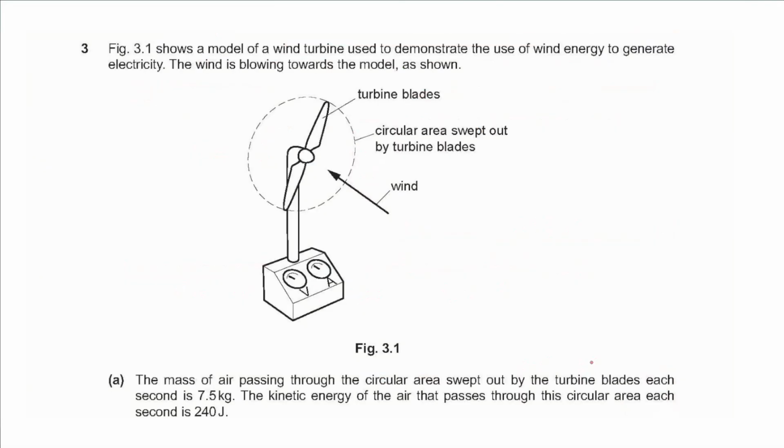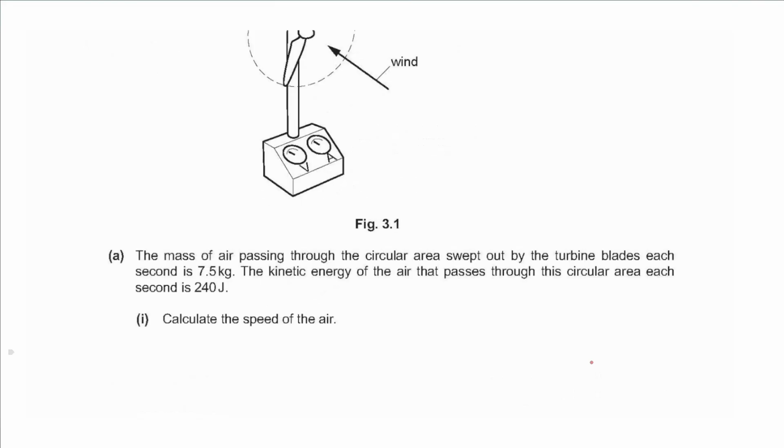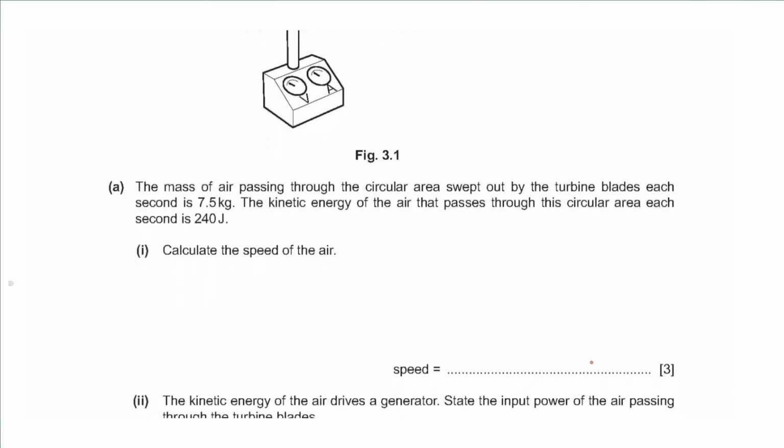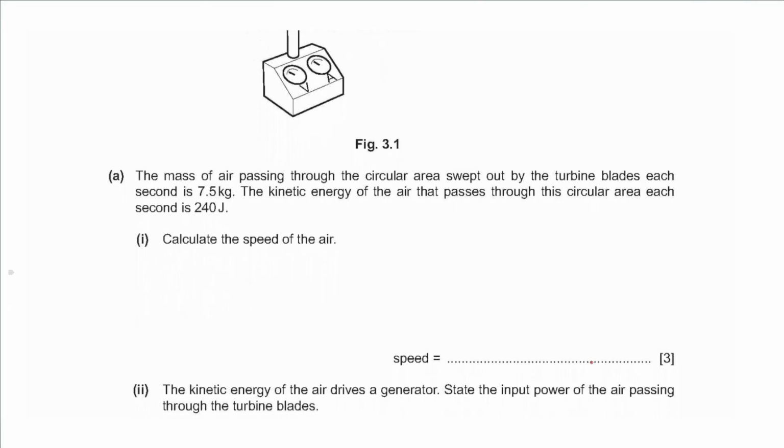Question 3 says figure 3.1 shows a model of a wind turbine used to demonstrate the use of wind energy to generate electricity. The wind is blowing towards the model as shown. Part A says the mass of air passing through the circular area swept out by the turbine blades each second is 7.5 kilograms. The kinetic energy of the air that passes through this circular area each second is 250 joules.